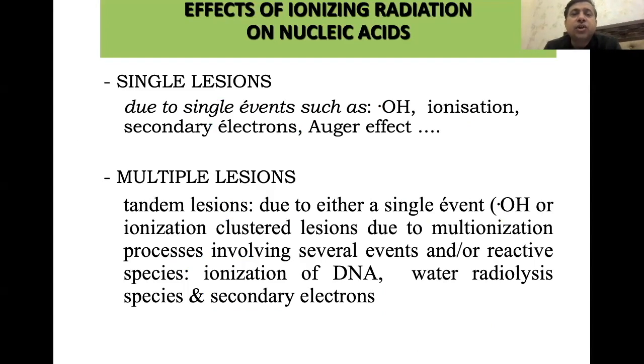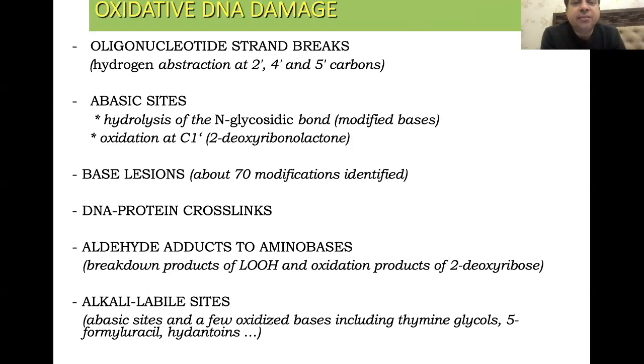So I was talking about the single lesion and multiple lesions, just a few minutes ago. Due to single events such as a hydroxyl radical or ionization or secondary electron Auger effect, the single lesions are the most prominent one. But in the case of multiple lesions, the lesions take place in tandem, and this may be due to a single event, or it may be due to multi-ionization processes, which lead to several events and reactive species formation, and that can cause ionization of DNA, or they may cause water radiolysis of species, and maybe the involvement of secondary electrons. So there are many processes simultaneously taking place. In those processes, it becomes difficult to understand the damage part, and therefore the process becomes so complicated.